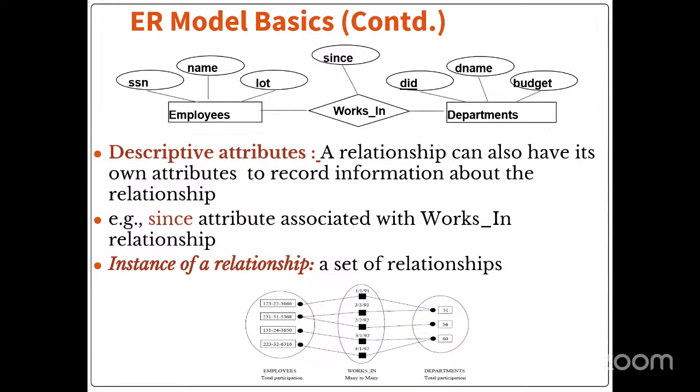Finished? Make it fast. So what is the representation of derived attribute?